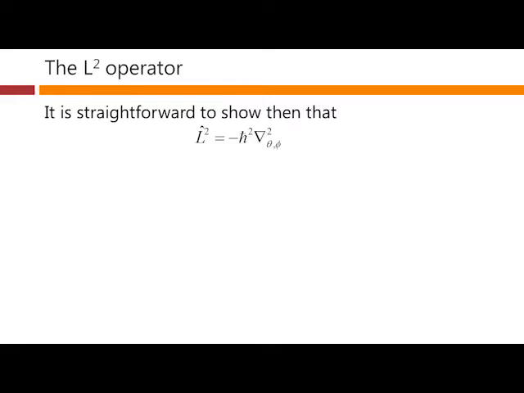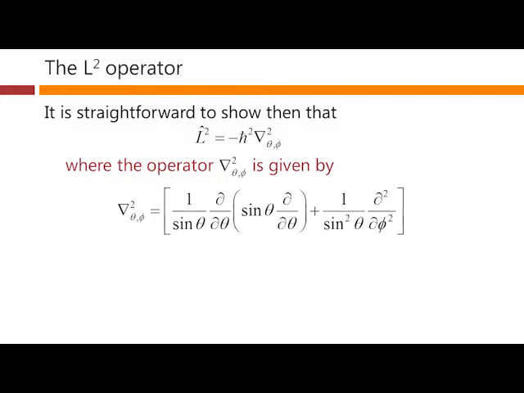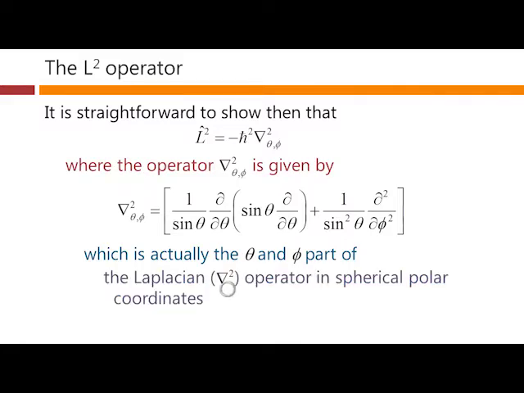Now, it's straightforward, although it takes a bit of algebra, to show that we can write this L squared operator as minus h bar squared times another operator, which we could call del squared of theta and phi, where that operator is given by this rather frightening looking expression here, but it's actually fairly straightforward. And this expression, which, as I said, we could derive merely by working through the algebra, is actually the theta and phi part of the Laplacian operator if we choose to express it in spherical polar coordinates. That's why we call this del squared theta phi.